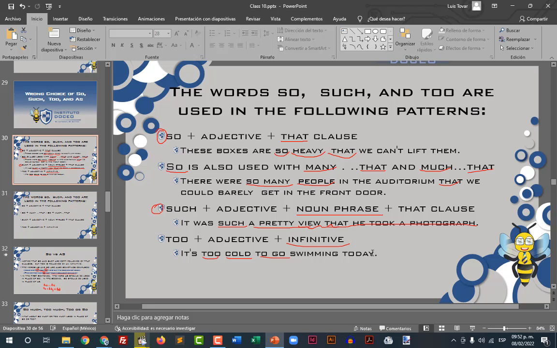That's a really good question. As far as I know, such is just a word to make emphasis. So I think it's an adverb. Let me check it out. I'm not pretty sure, but I think it's an adverb. No, such is a determiner.